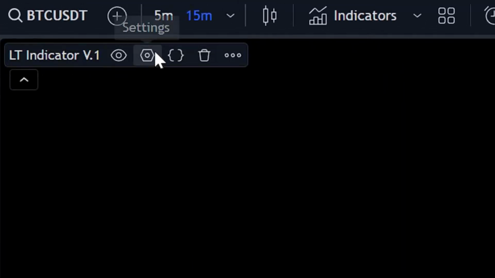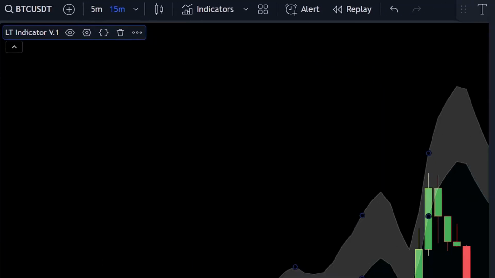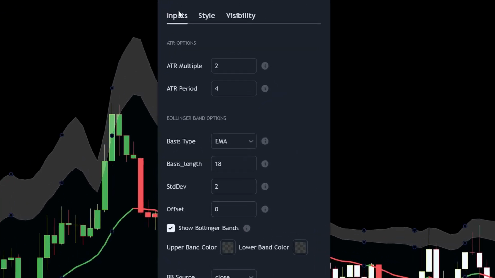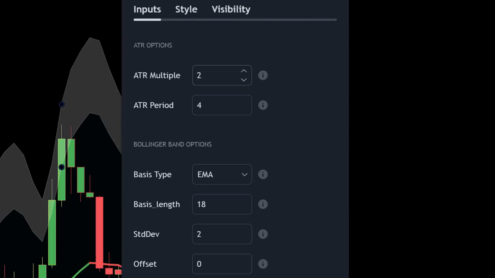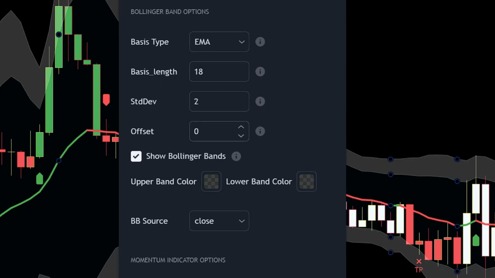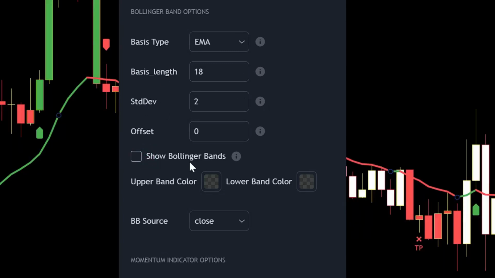Start by heading to the indicator settings and navigating to the Inputs section. Here, change the ATR period from 4 to 2, which will make the indicator more responsive to recent price movements. Next, scroll down and disable the Show Bollinger Bands option, since we won't be needing them for this strategy.